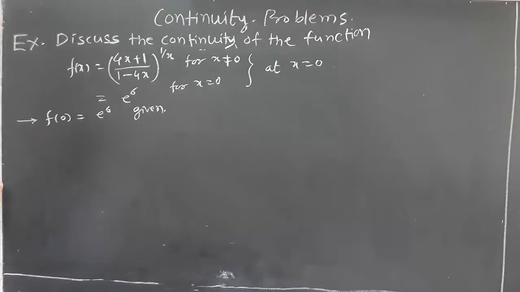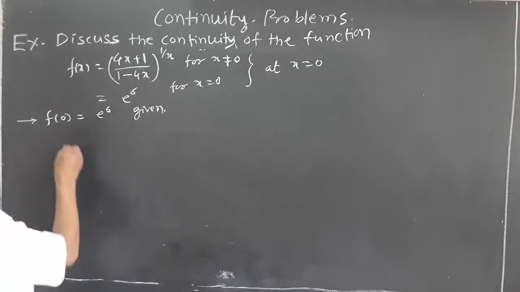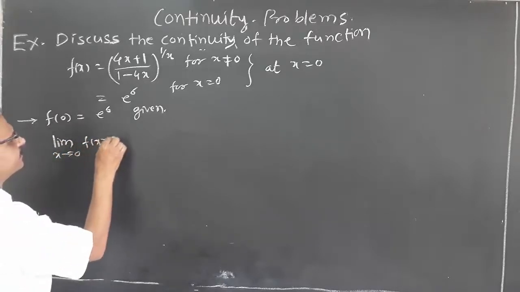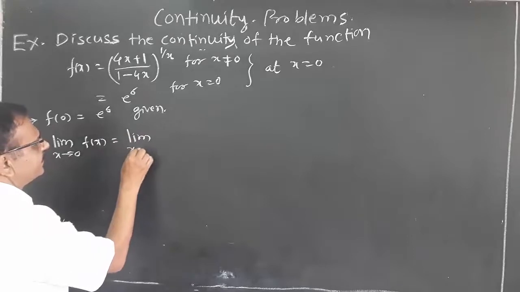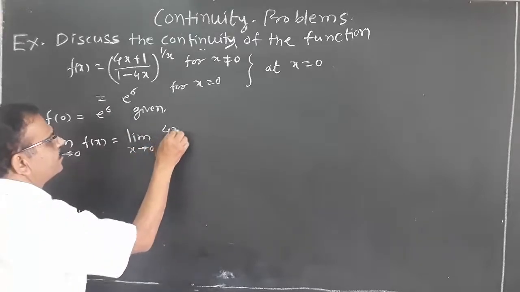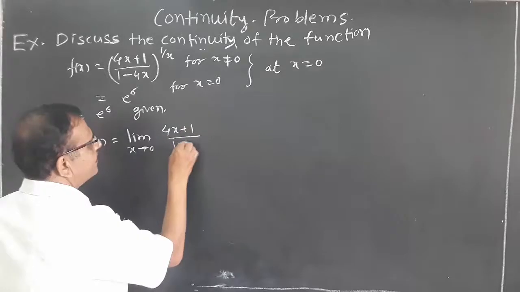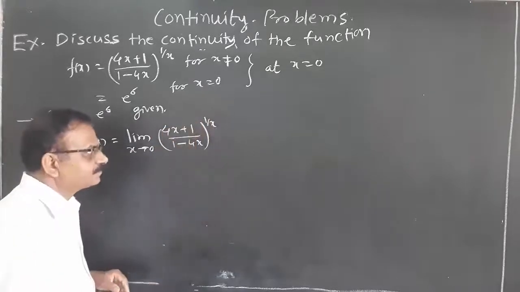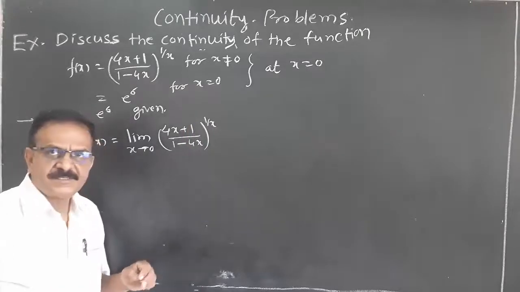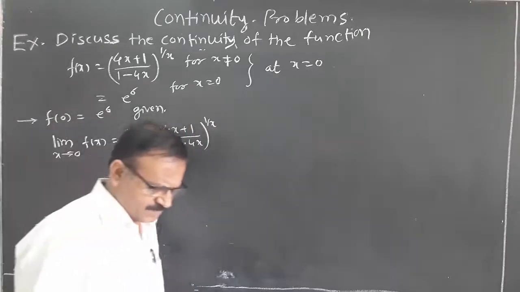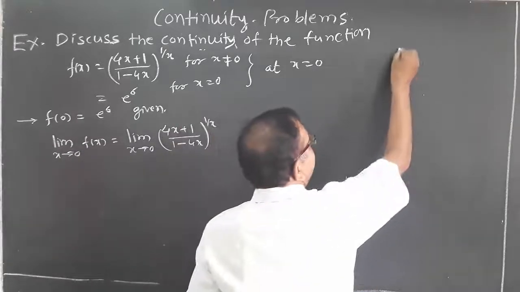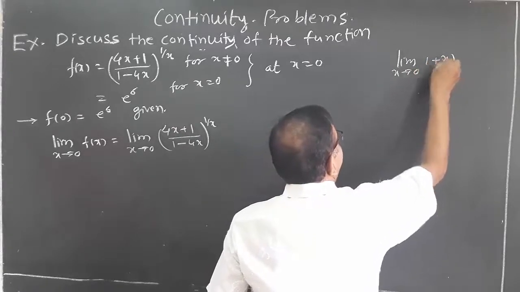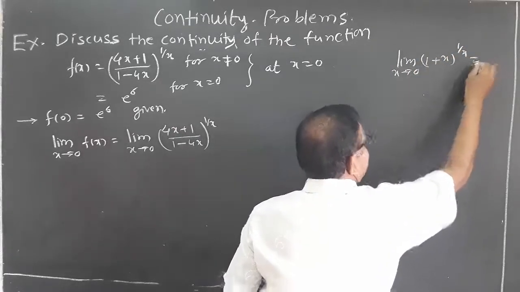We shall find limit x tends to 0 of f(x) equal to limit x tends to 0 of ((4x plus 1) divided by (1 minus 4x)) raised to 1/x. For this type of function, we have the formula limit x tends to 0 of (1 plus x) raised to 1/x equal to e.